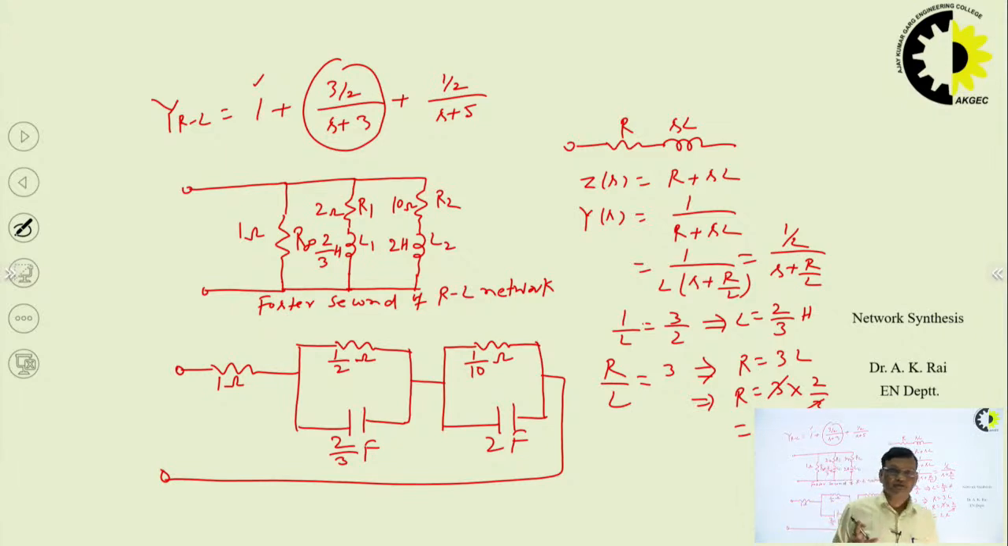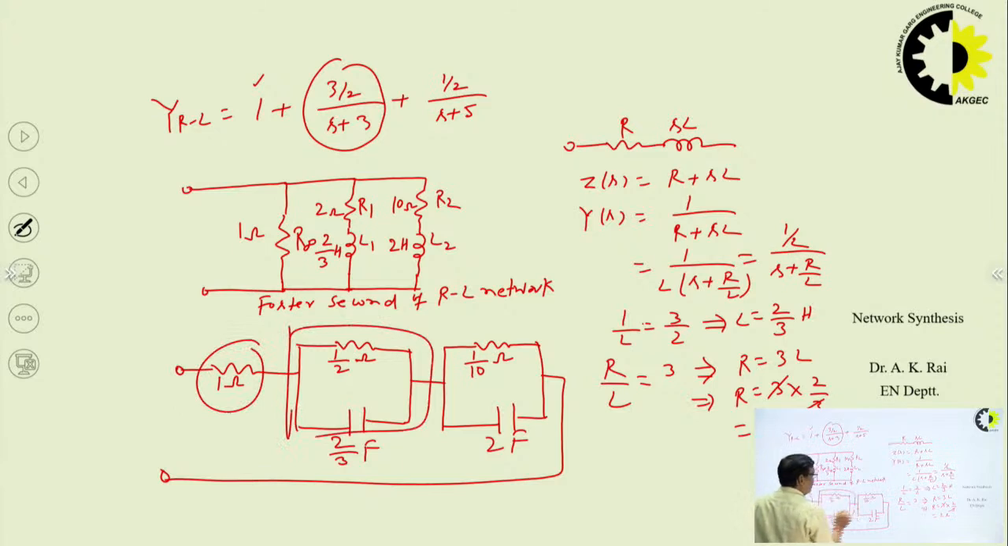But you should be smart and intelligent. What I have done here, I have just applied the dual property, duality I have used here. Look at this, this is the admittance. So the dual of the admittance is impedance. All the components in the Foster second of the RL network are in parallel. So the dual will be, all components will be in series. Remember.